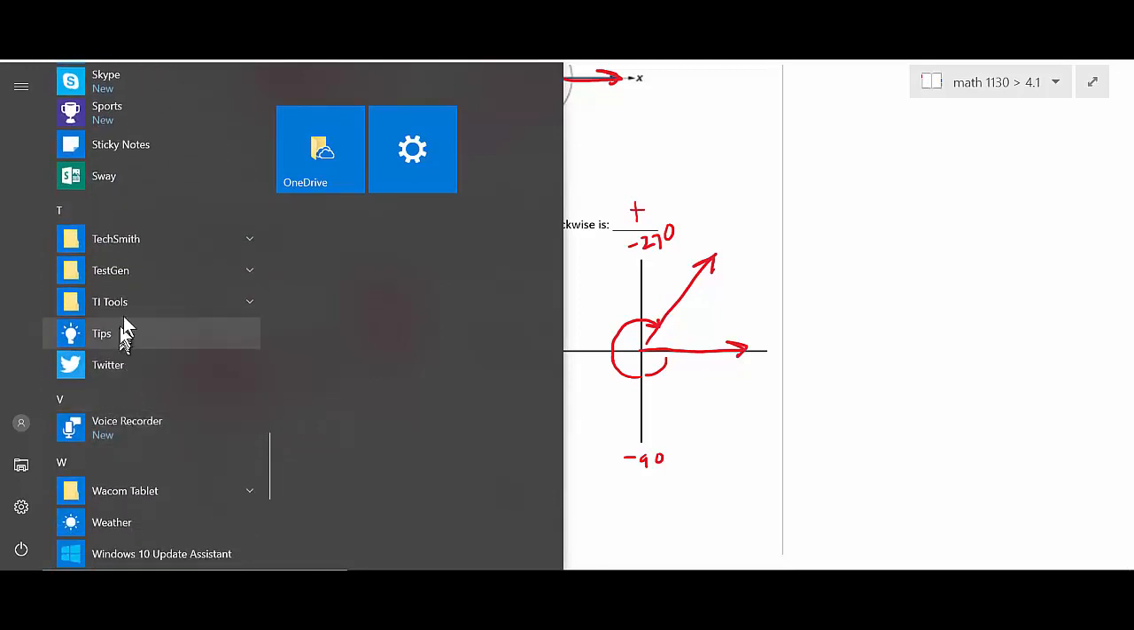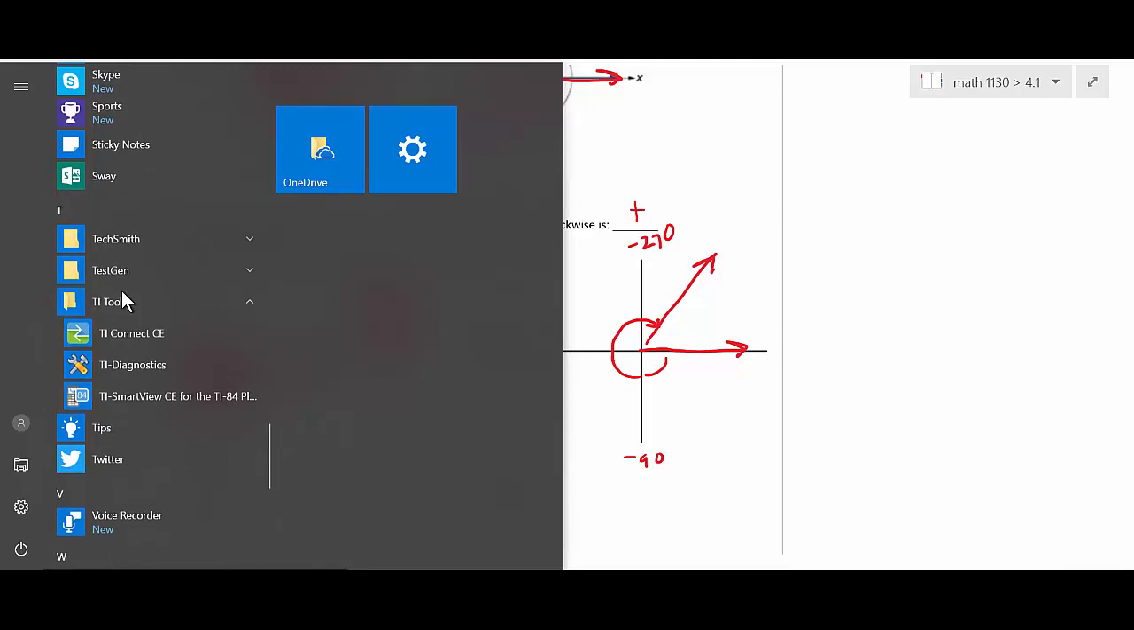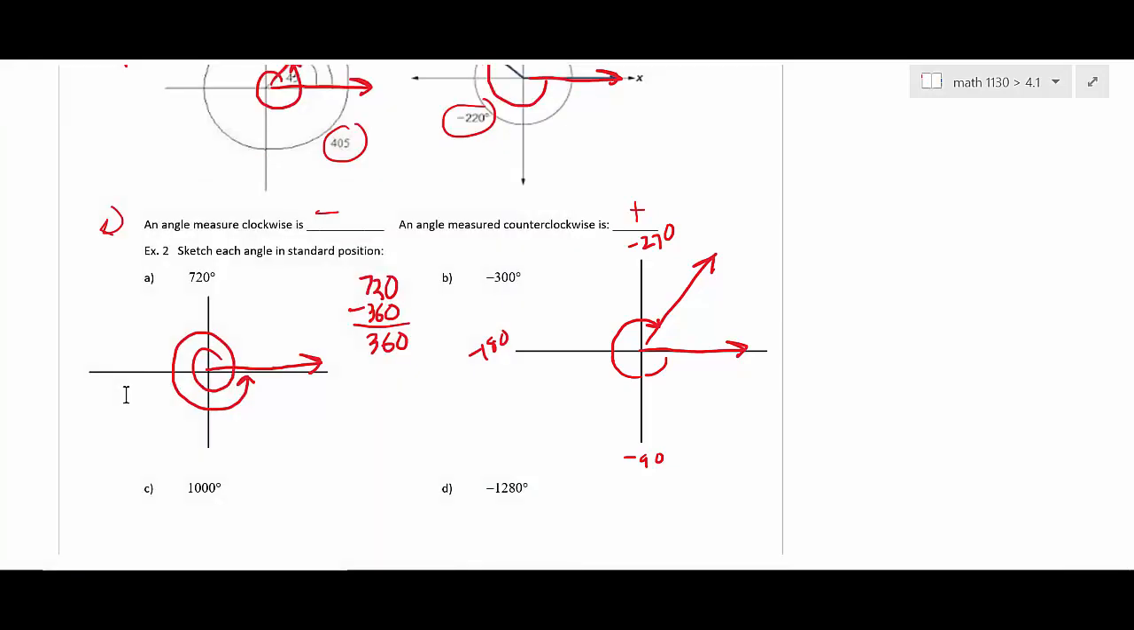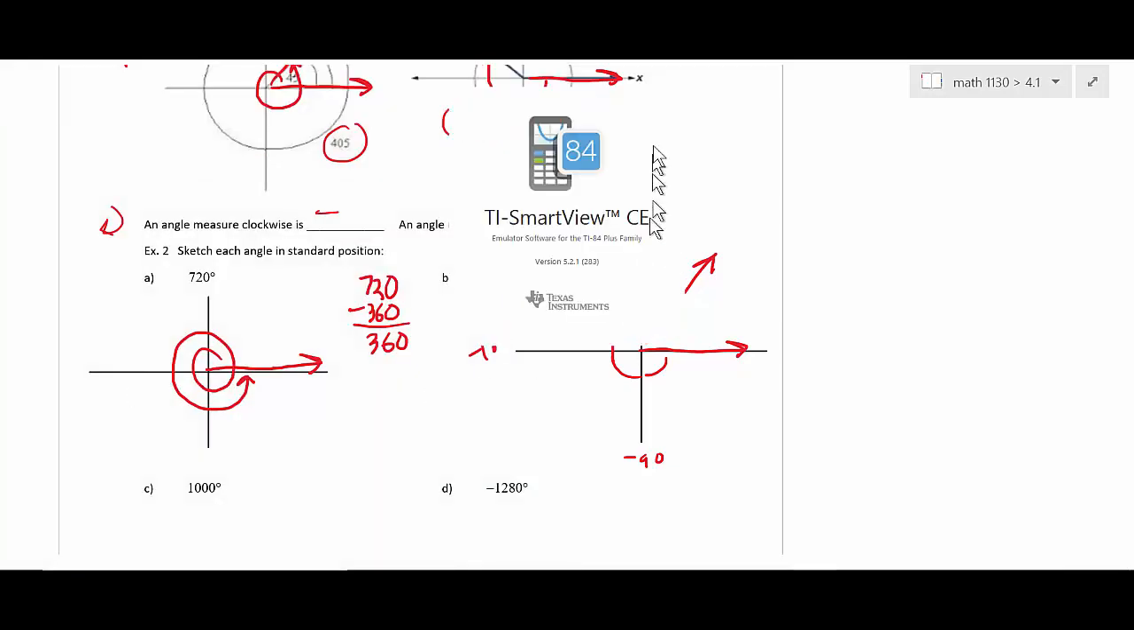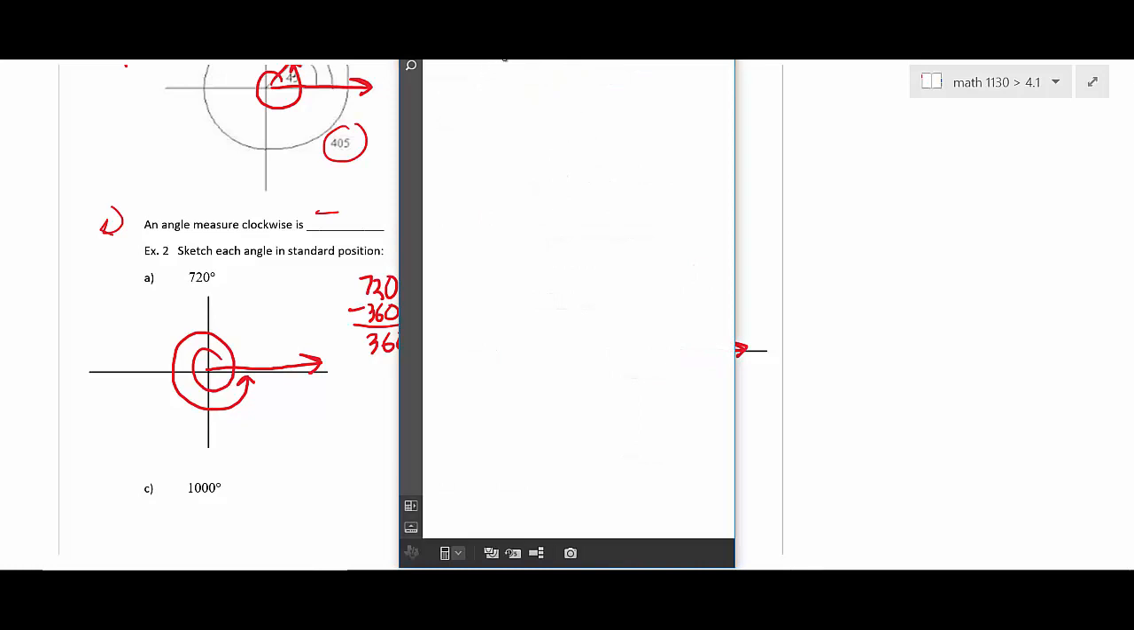Let me get my calculator up here real quick. I accidentally closed it. I want to show you a couple of things on these angles. You can use your calculator to kind of assist understanding where this angle terminates.